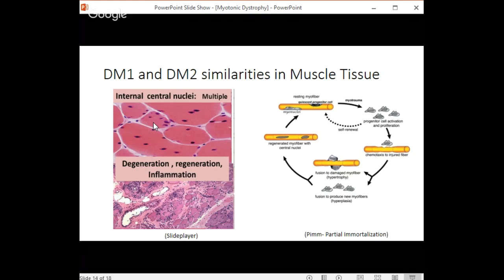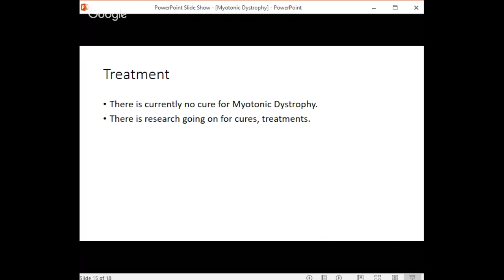And having a lot of these centrally located nuclei is a sign of these dystrophies, because we're able to degenerate the muscle cells very easily, and then now we make more, and eventually we're going to run out of these muscle cells to regenerate. So currently there is no cure for myotonic dystrophy, which is not that great. Usually what they do is they treat all the various traits, such as the muscle weaknesses, stuff like that, but there is no overarching cure. But there is research going on for cures.